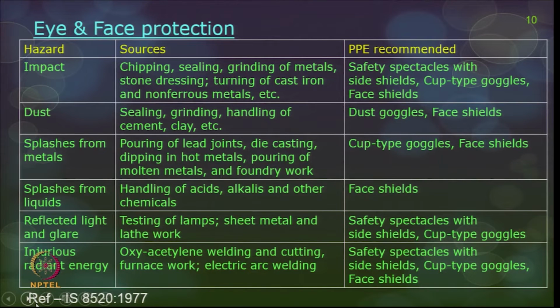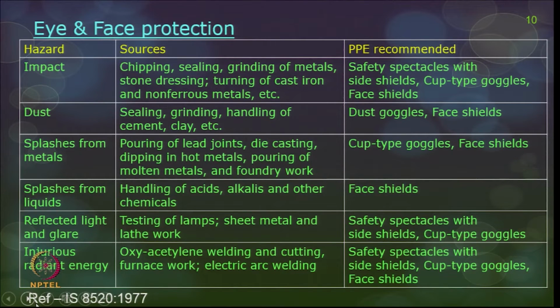When there is a dust hazard, sources are from sealing or grinding, handling of cement, clay, etc. Primarily when you are working on concreting activity, with the usage of cement, it can be cement paste, cement mortar, concreting, you will have dust. You can go for dust goggles or you can have a complete face shield also. Splashes from metals, pouring of lead joints, die casting, dipping in hot metals, foundry work and so on. Again you can either go for cup type goggles or you can go for face shields. Splashes from liquids, so handling of acids, alkalis and other similar chemicals, you can go for a complete face shield.